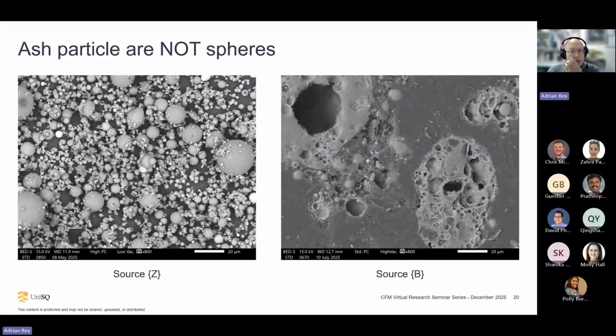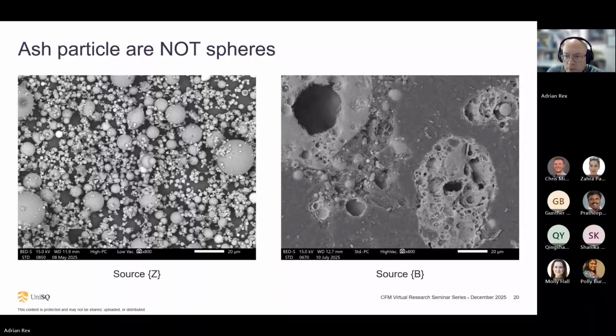Let's have a look at some of the particles. For a start, ash particles are not all spheres. Yes, the ones on the left are nice spheres, but look at the potatoes here on the right. We see a lot of ash samples where they're not spheres, they're potatoes. And by the way, I'm looking for a better named potato to use in research papers, so I'm open to suggestions, please.